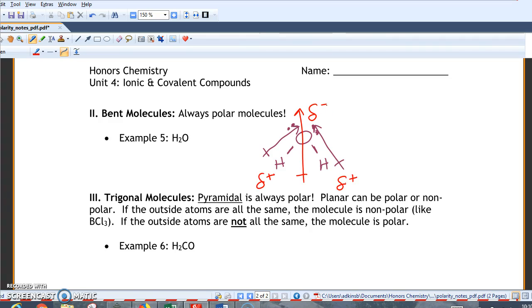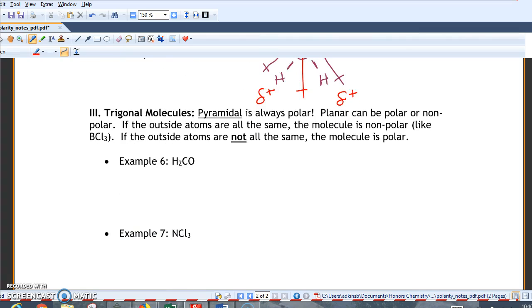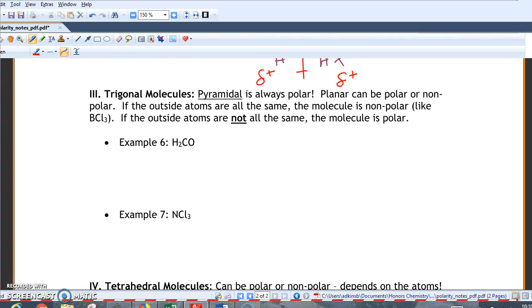So the more electronegative atom gets the negative, the less electronegative gets the positive. Bent molecules, pretty easy. They're always going to be polar as long as you have polar bonds. All right, trigonal pyramid, also because of its shape, is most likely going to be polar. You've got that region that's sticking up in the air. It's asymmetric. Planar can go either way.